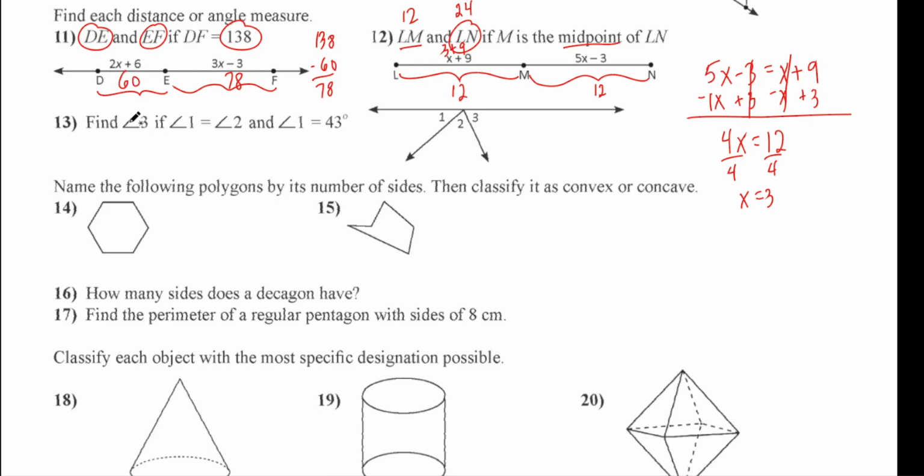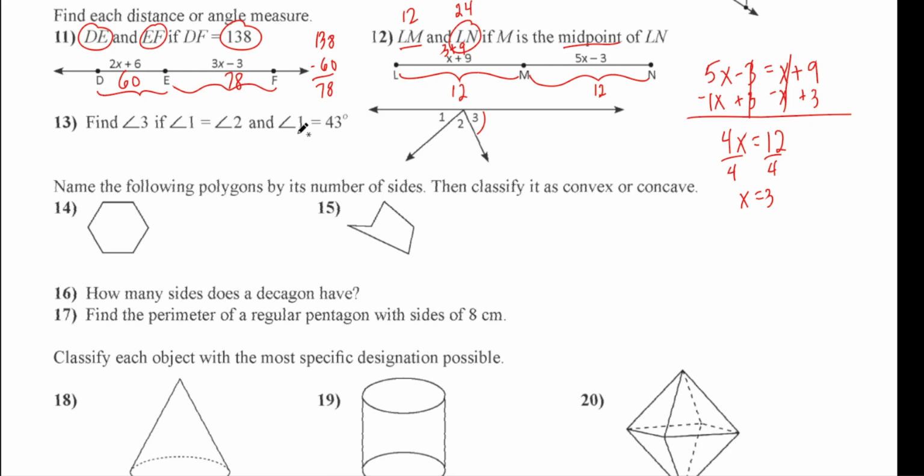All right, so find angle 3. Whatever I'm finding, I like to put a little arc there so I know what I'm trying to do. And look what this says. It says angle 1 and angle 2 are equal to each other. So this one and this one are equal.